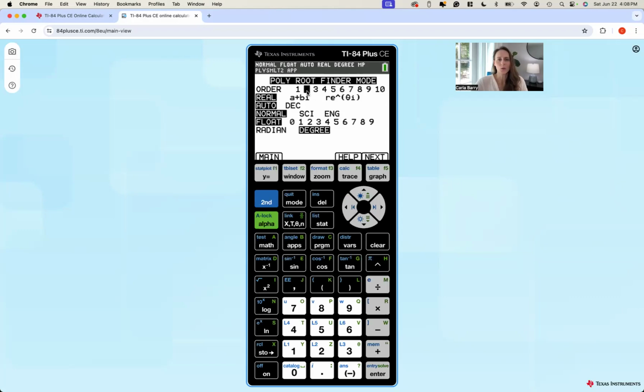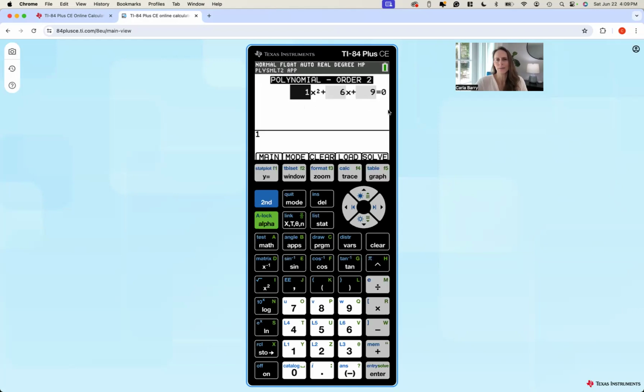So mostly we're going to say the order's 2. And then I would say 99% of the time, real solutions, and the rest we leave alone: auto, normal, float, degree. Now the top row of your calculator keypad corresponds to the bottom row of this calculator screen. So when I press graph here, it's as if I am saying next. Do you see how next is the bottom right? Graph is my top right key. So when I press graph, it goes next.